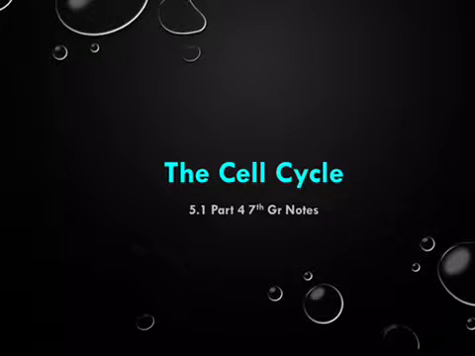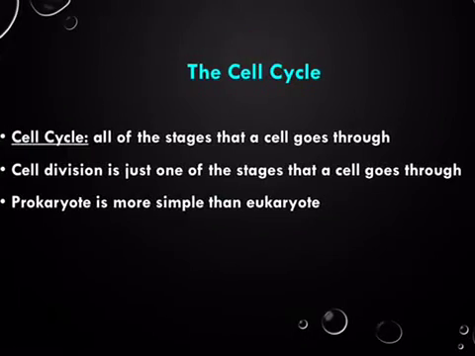So cells are not always dividing. And so when they're not dividing, it goes through special steps and stages. And so we need to look at what the whole life cycle or stages of a cell is. And so that's called the cell cycle. Cell division is just one of the stages that a cell goes through.